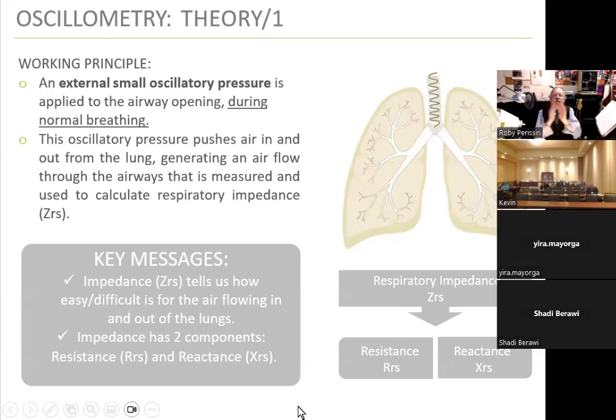It's a small oscillatory pressure that is applied to the opening of the airways during normal breathing. It pushes a little gentle pressure in and out from a very large loudspeaker that goes down to the airways and comes back. And we measure what comes back and localize the obstruction. The two parameters that oscillometry measures are resistance and reactance. Again, this is a simple presentation, so I avoid terms like impedance and all the research terms, but we're going to talk about resistance and reactance.